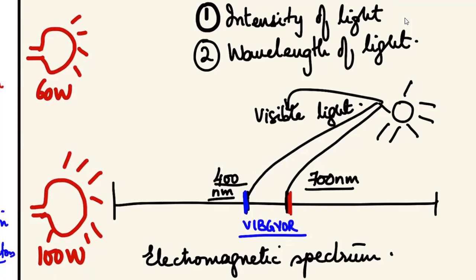Remember that both are separate things. The wavelength is different and the intensity is different. Intensity depends upon the power of the bulb, how much intensity the bulb has. Wavelength depends upon which color the light is passing through. Okay, every color has its own different wavelength.